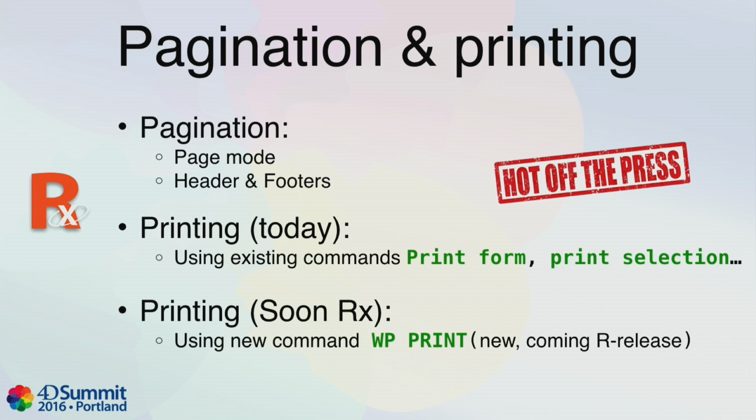So pagination is not available yet in 4D Pro, but it's coming in the next R release. There will be a page mode with special properties for the page size and the page orientation, and there will also be headers and footers, which are coming just after that. These features are not available yet, but they will be coming in the next release.